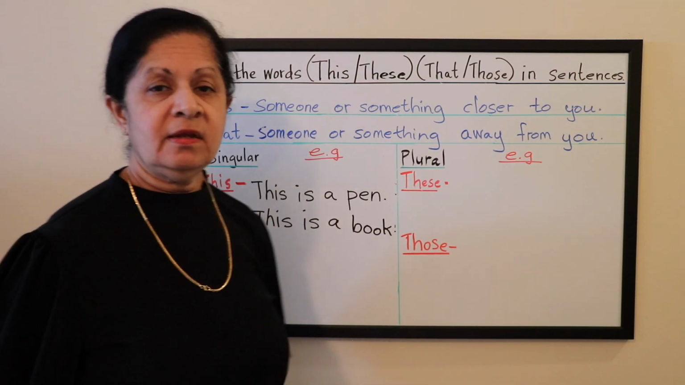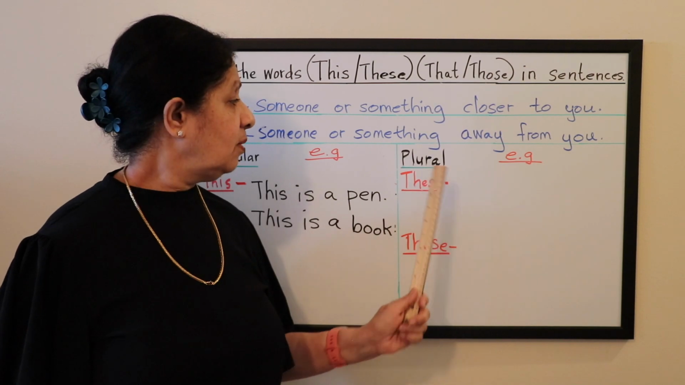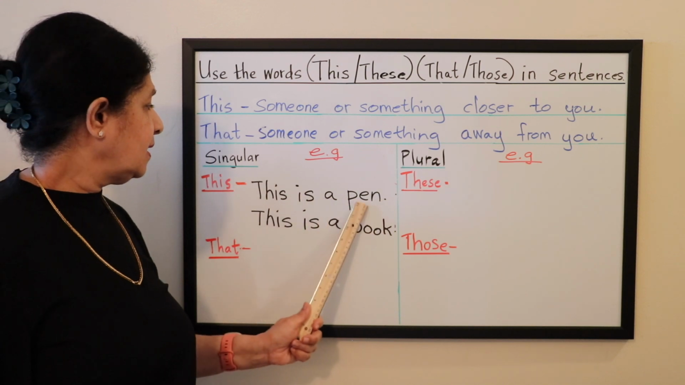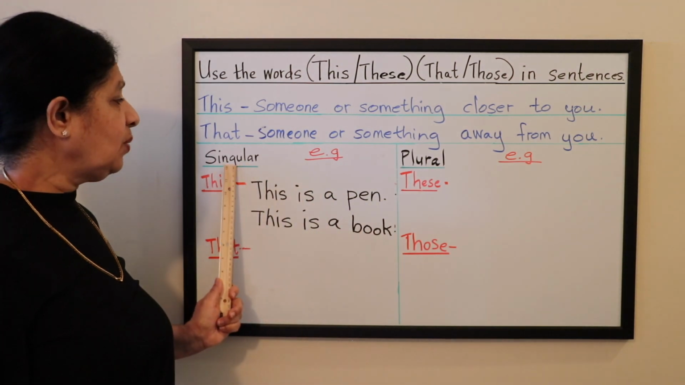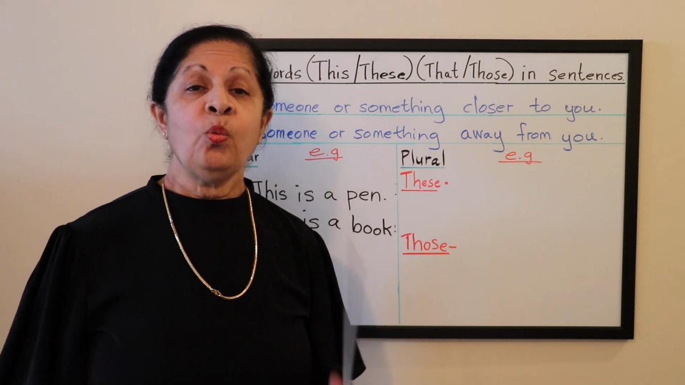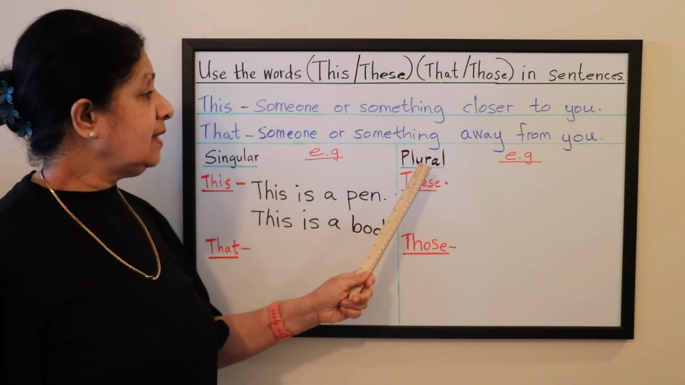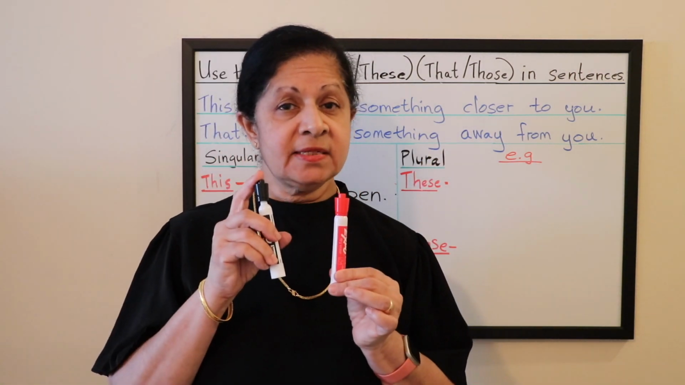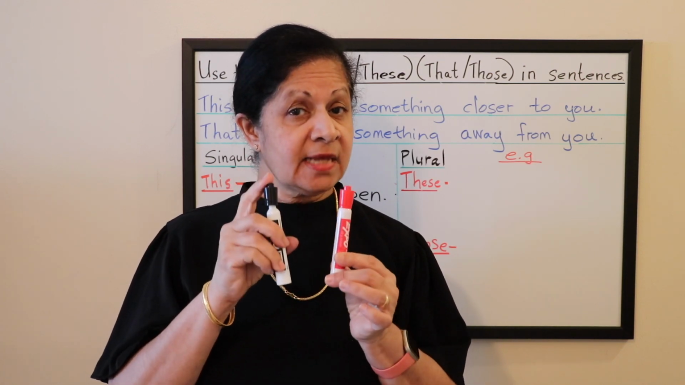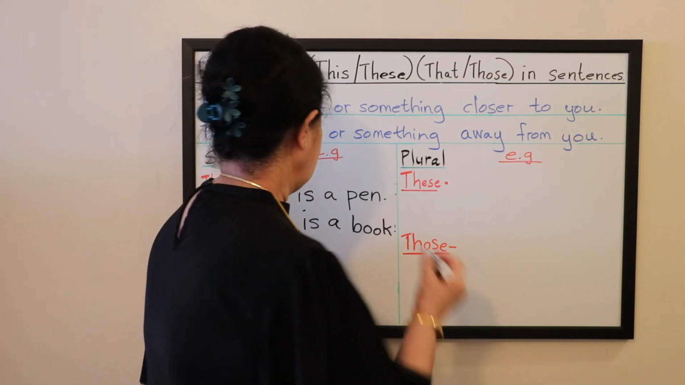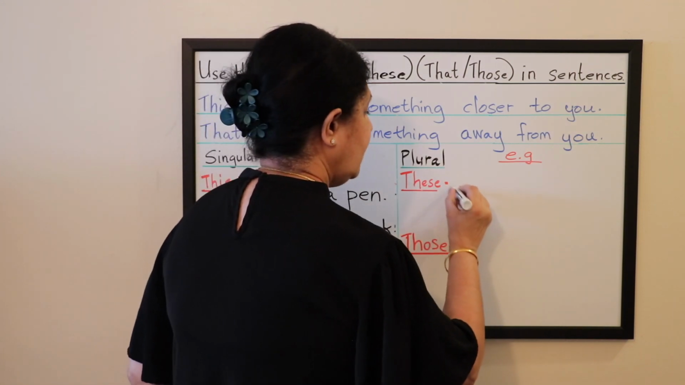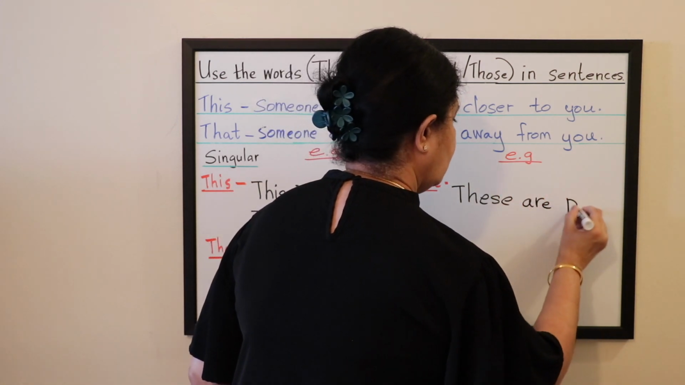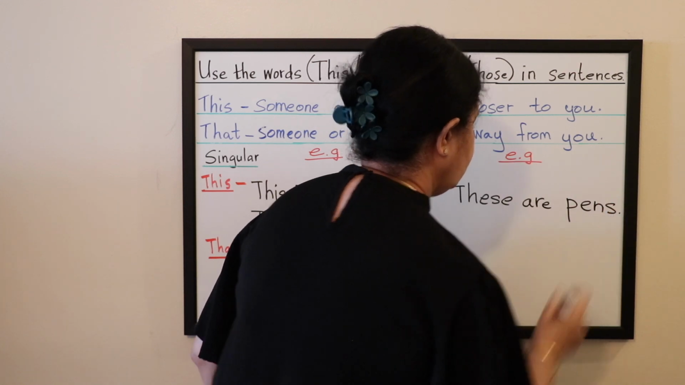Okay. Next, we'll go to the plural form. Here I said this is a pen. This is a pen is singular because I'm talking about one pen, one. Here in the plural form, I say these are pens, two pens. I say these are pens. So I'm going to put here, these are pens.